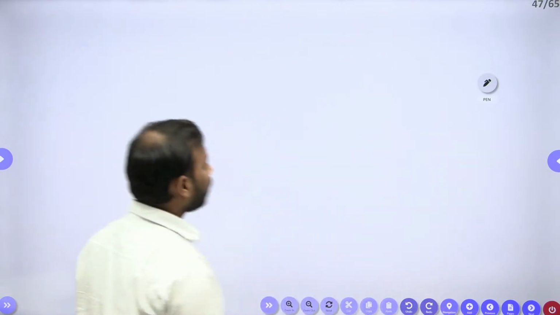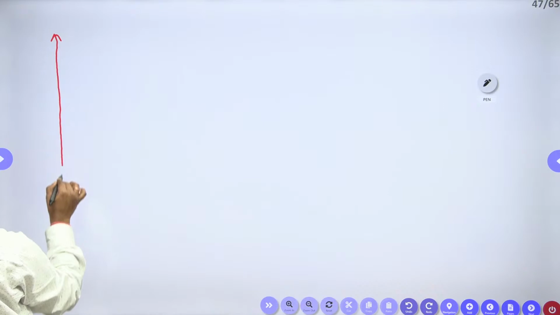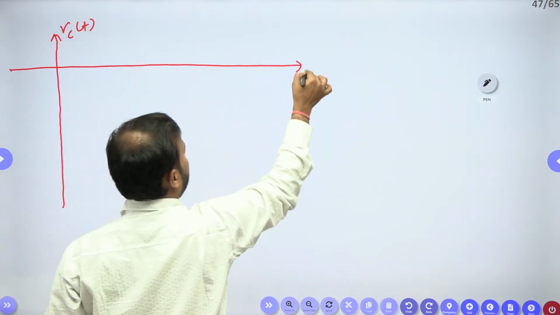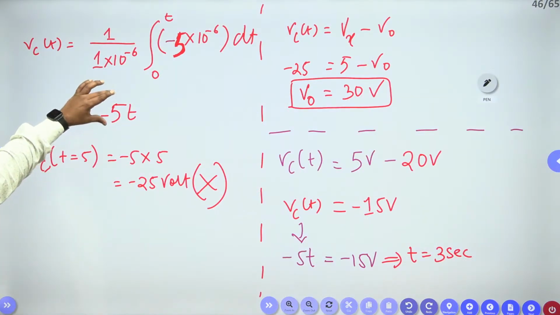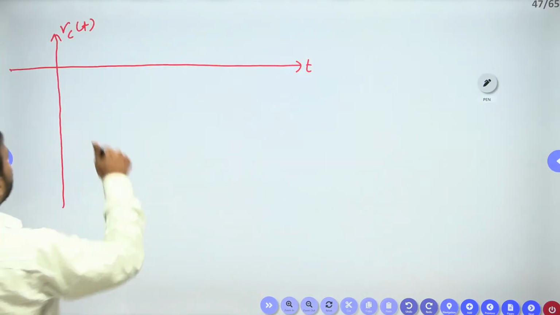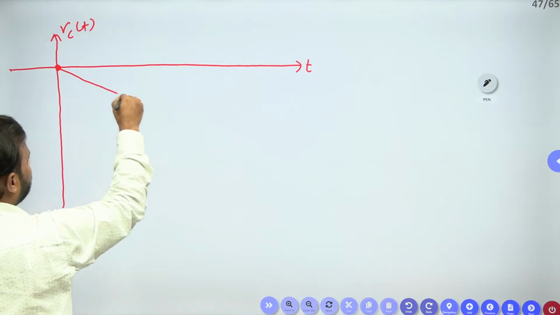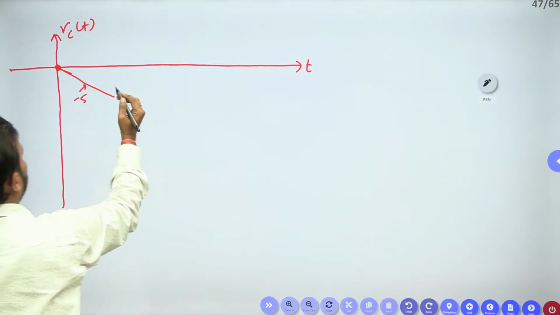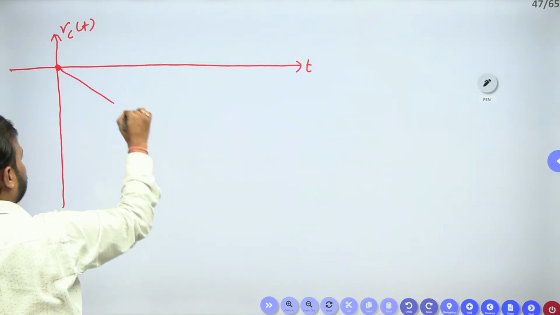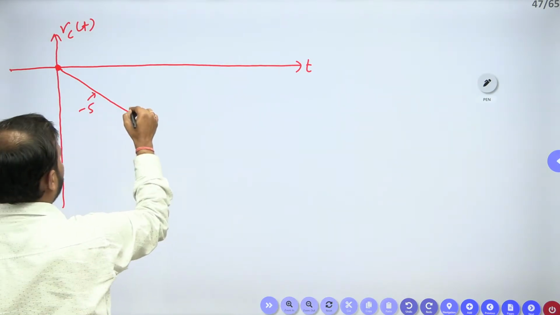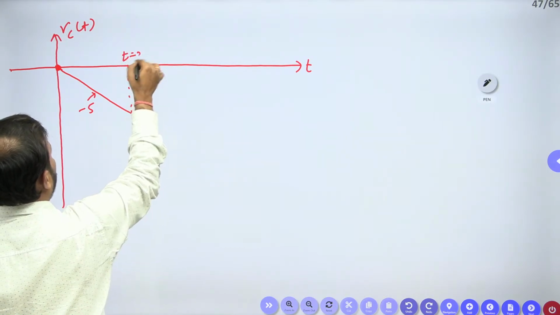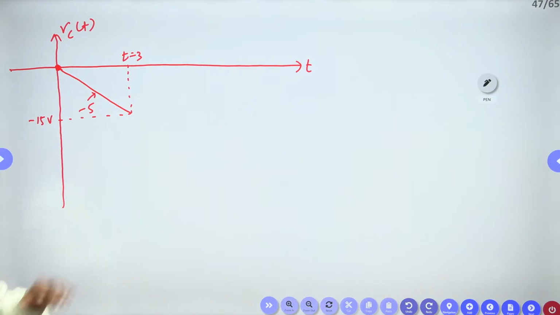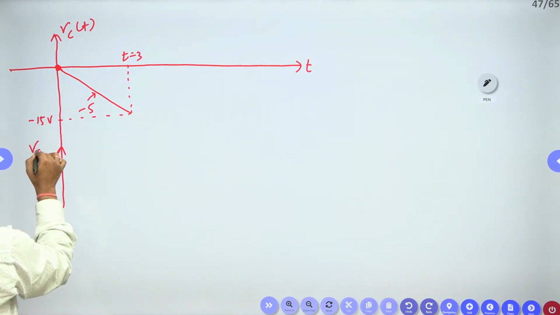So if I draw the waveform, now everybody please look here. If I draw the waveform Vc of t, from this equation, at t equal to 0, we have 0 voltage. And it is decreasing, or you can say it is increasing in the negative direction with a slope of minus 5. And let me take this as t equal to 3. So this value is basically minus 15 volt. And after that, let us draw the output voltage V0.